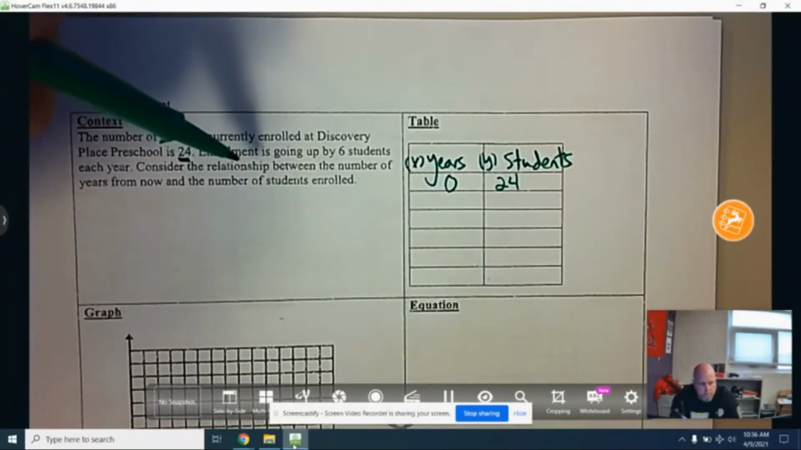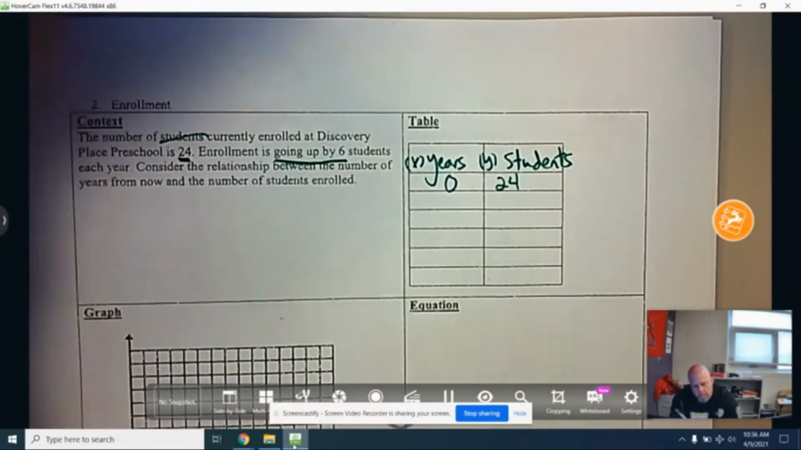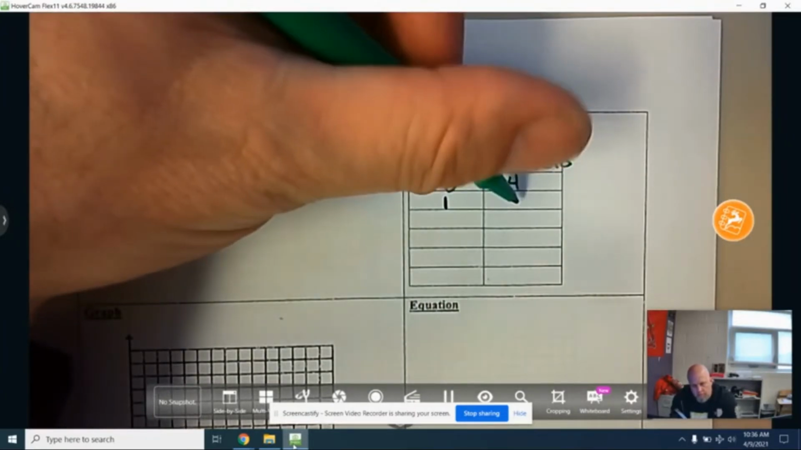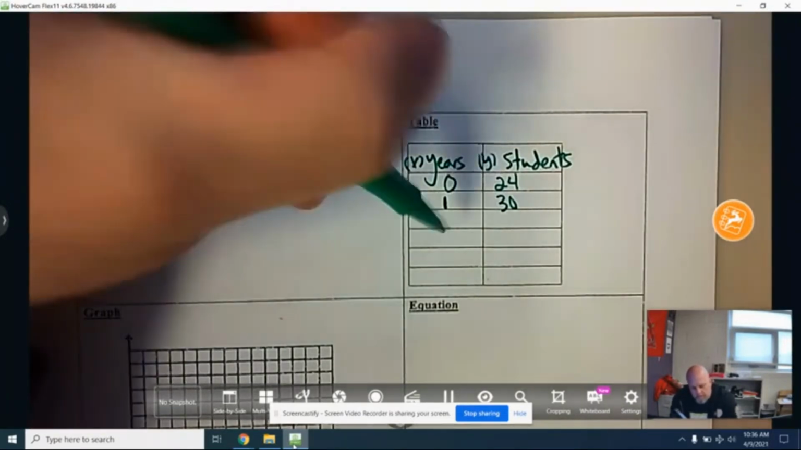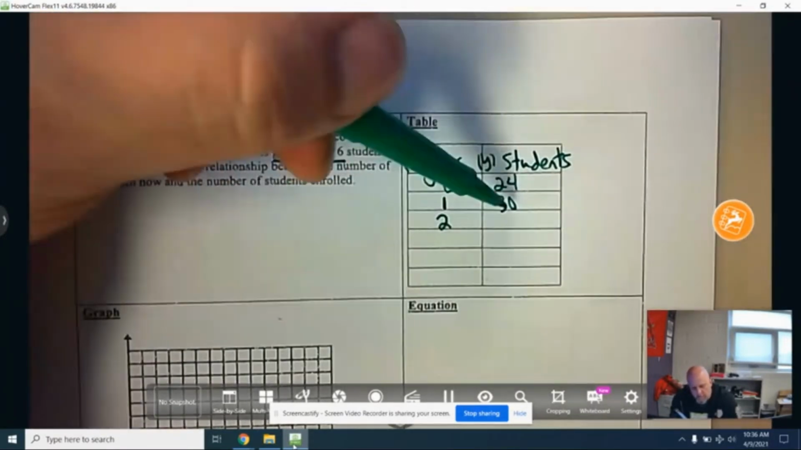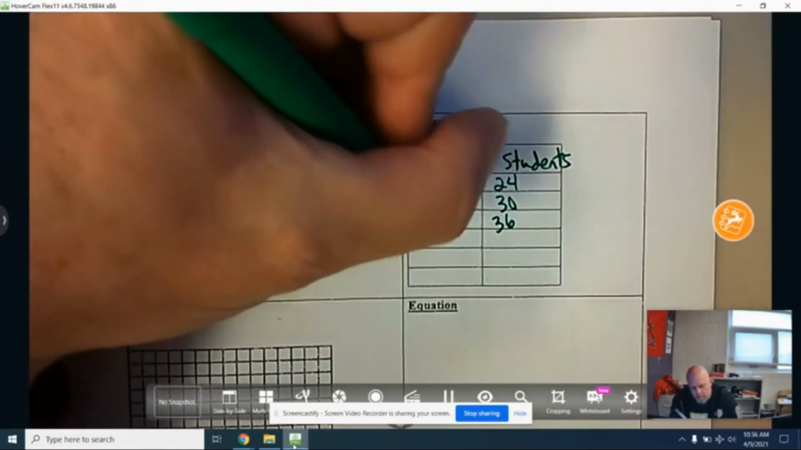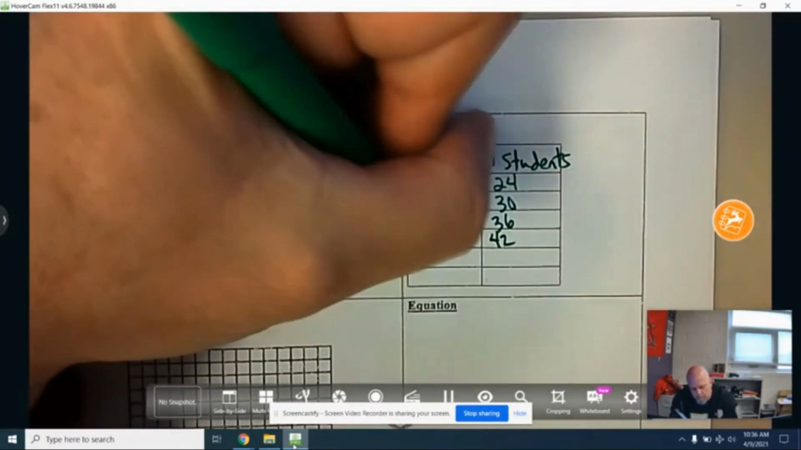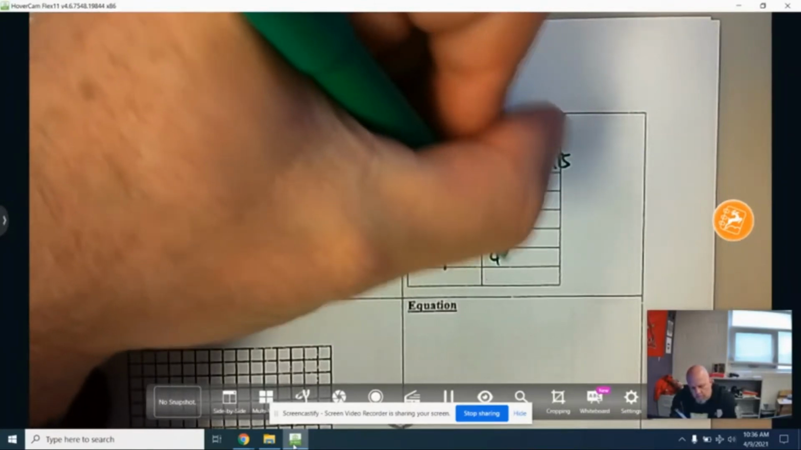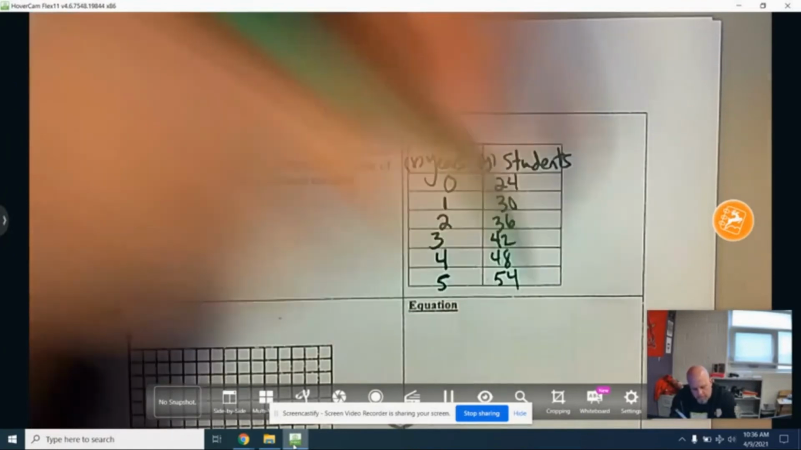Okay, but I look at this and it says enrollment is going up by 6 students each year. So that means 1 year from now, 24 plus 6, you should have 30 students. And if that pattern continues, 2 years from now, you should have an additional 6. So 30 plus 6 is 36. And that will continue. 3 years, 36 plus 6 is 42. 4 years, 48. 5 years, okay, 54.